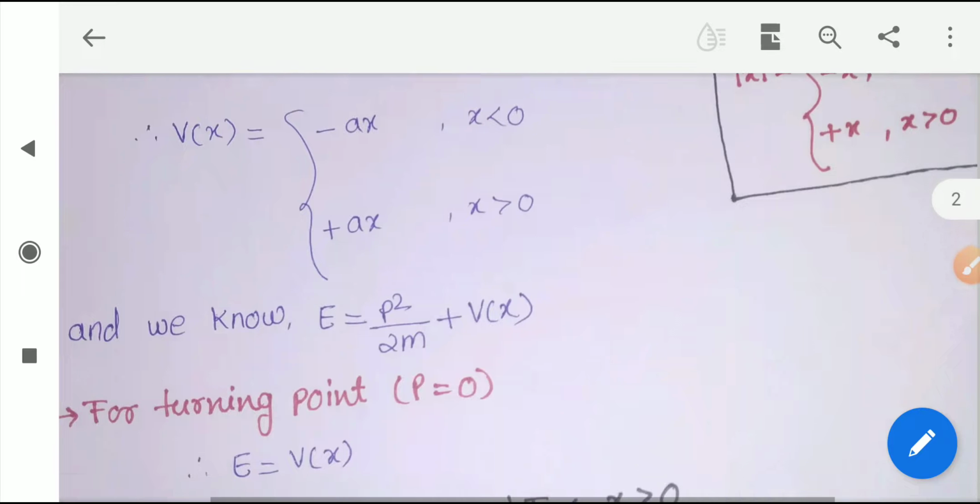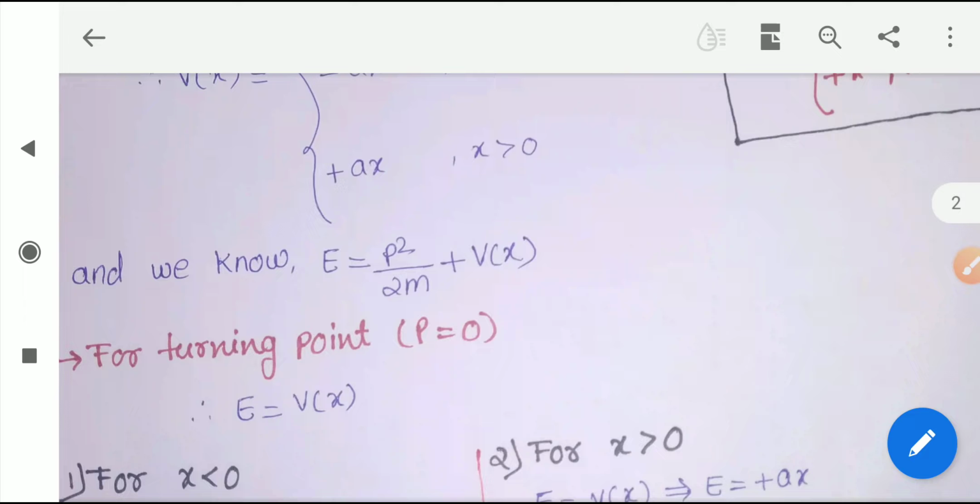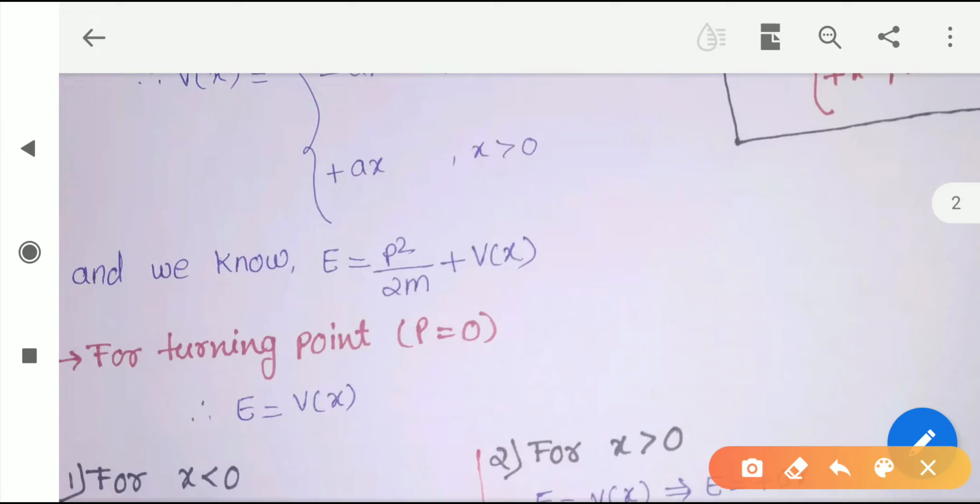Now we have to find the turning point. At the turning point, we know that the momentum is 0. I have explained this in detail in my previous video, so just watch it to know the definition of turning point. If the momentum becomes 0 at the turning point, our total energy equation becomes E equals V of X, because the momentum term becomes 0. So we will get E equals V of X.